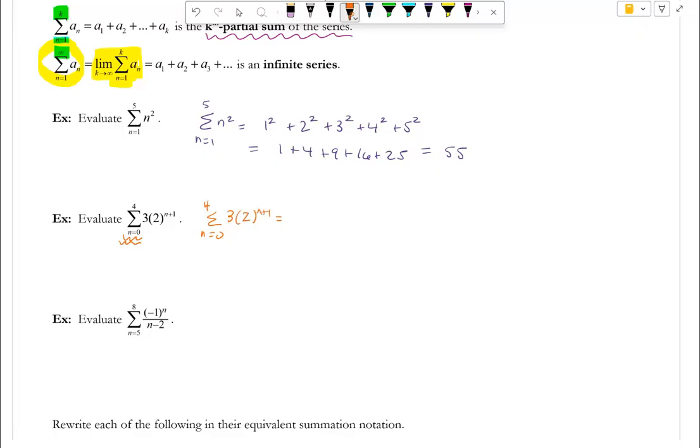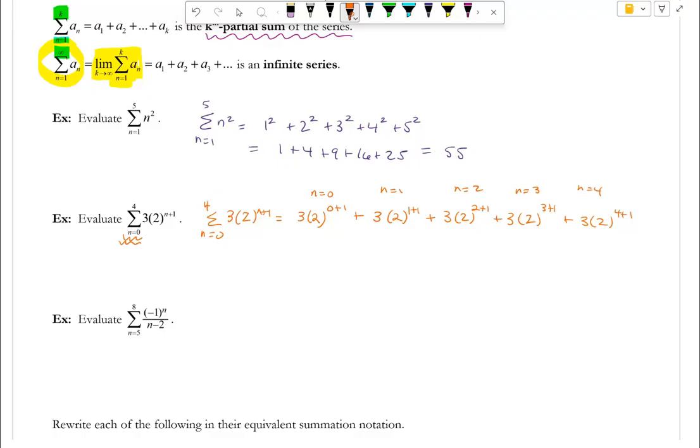And so if I write out my first several terms, I'm going to start with 3 times 2 to the power of 0 plus 1. So again, that's going to be where n is equal to 0. I'm going to add to that my next term, when n equals 1 rather. So 3 times 2 to the power of 1 plus 1. I'm going to add to that 3 times 2 to the power of 2 plus 1. And I'm going to keep going until I substitute 4 for n. All right, so we've got n equals 0, n equals 1, n equals 2, n equals 3, n equals 4.